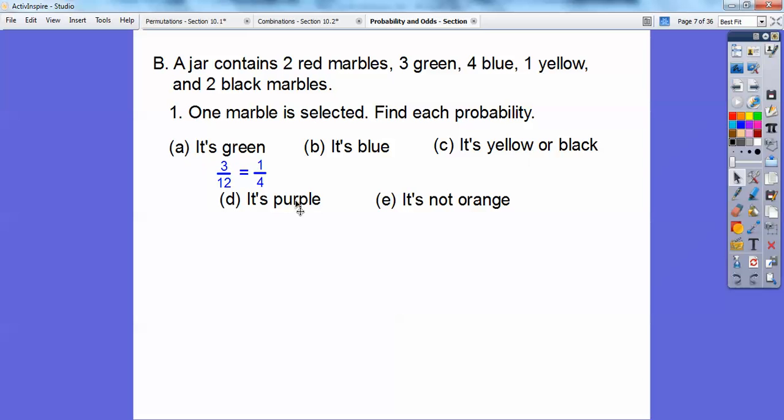Now your book might do 0.25. 1/4 is 0.25 because you do 1 divided by 4 and your calculator gives 0.25. Okay, it's blue. There's 4 blue, so this would be 4/12, and of course reduce that to 1/3.